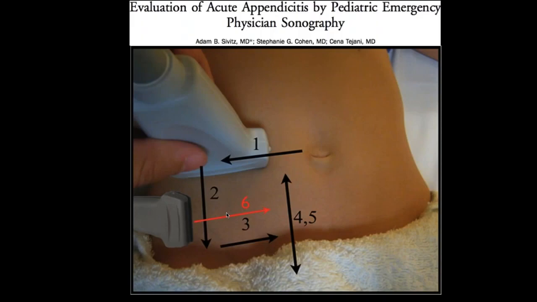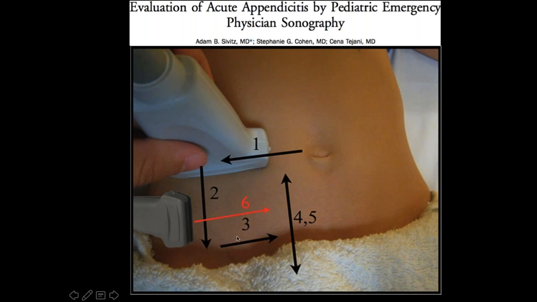This is a paper published by Dr. Sivitz's group down in Newark, New Jersey. In his paper, he talks about a very thorough technique that I use to help find the appendix. Essentially, you're going to use the linear transducer. The indicator marker is going to be on the right hand of the patient, and you're going to start off in the transverse orientation. You're going to slide from the umbilicus, from a medial to a lateral position, to try to get that ascending colon. Once you find it and you're happy that you are on colon, you can come down the ascending colon. You're going to track that down all the way to the cecum.